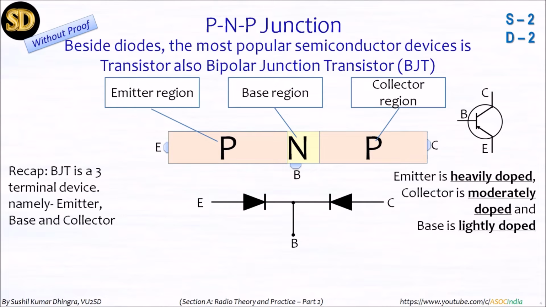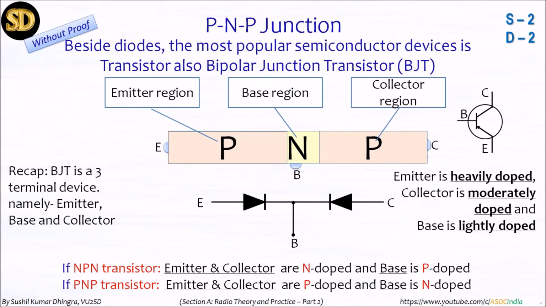If it is an NPN transistor, 2 times N is coming, so it means emitter and collector both are N doped, and in the center the base is P doped. If it is a PNP transistor, see, 2 times P is coming, it means emitter and collector both are P doped, and in between the base is N doped. Based on this configuration, they have different properties that you have to understand carefully.